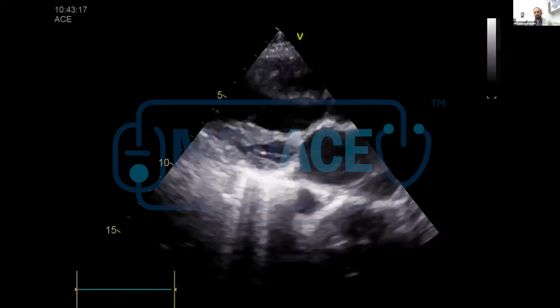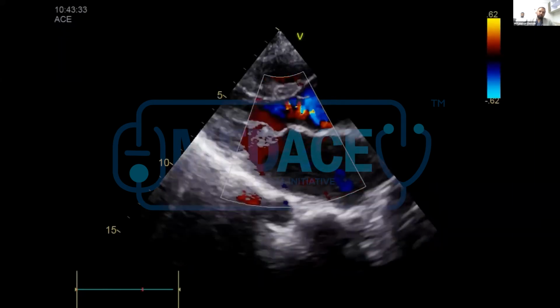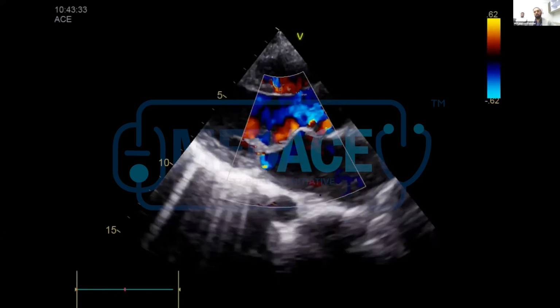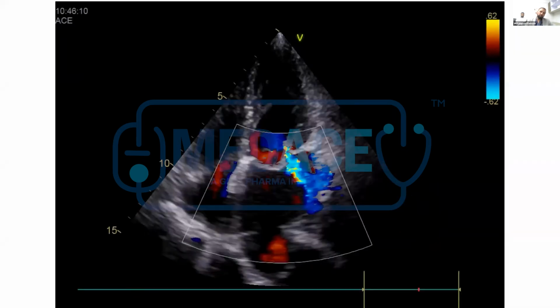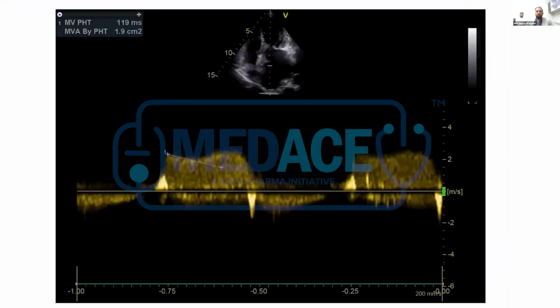And color Doppler interrogation is showing just mild MR, the same as it was pre-PTMC. And in the apical 4-chamber view, again that MR is being shown. And when we did the planimetry of the mitral valve, the area was around 1.9 to 2 centimeters. So our procedure was successfully done. Pressure half-time is also showing an area of 1.9 centimeters square.